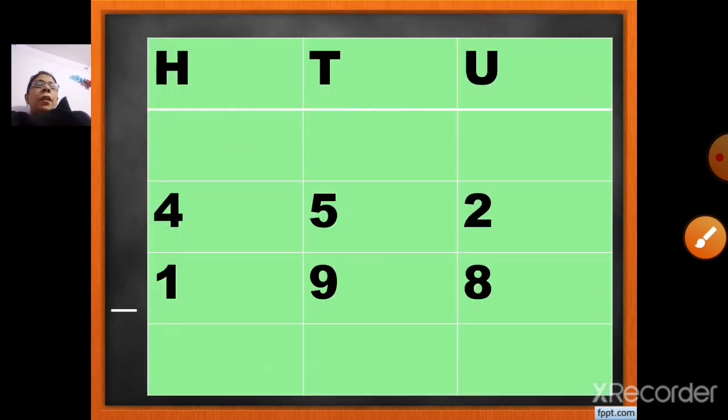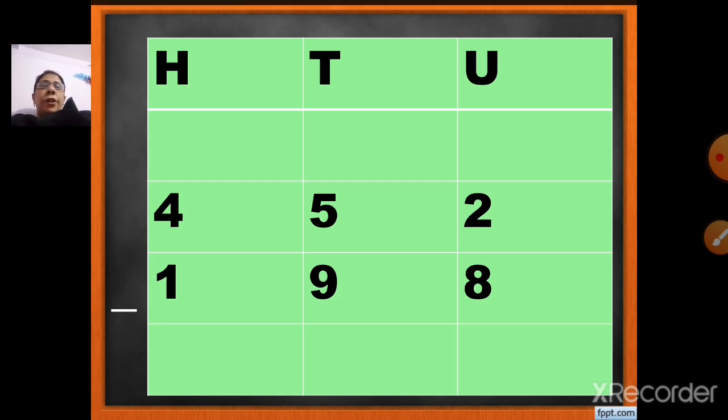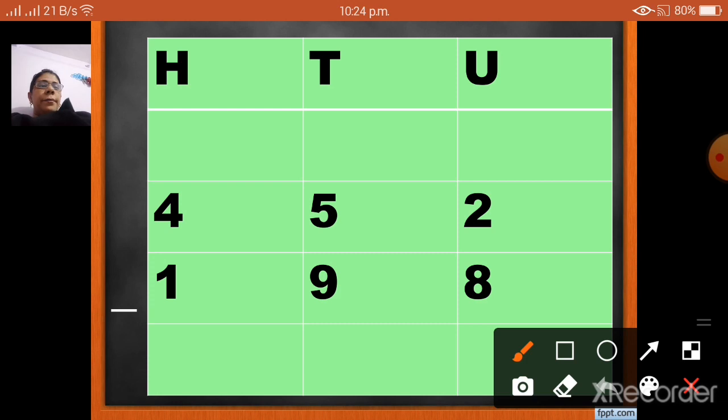Next sum, 452 minus 198. The numbers here are arranged according to their place value, that is hundreds, tens and units columns. Now let us subtract units with units, tens with tens and hundreds with hundreds.